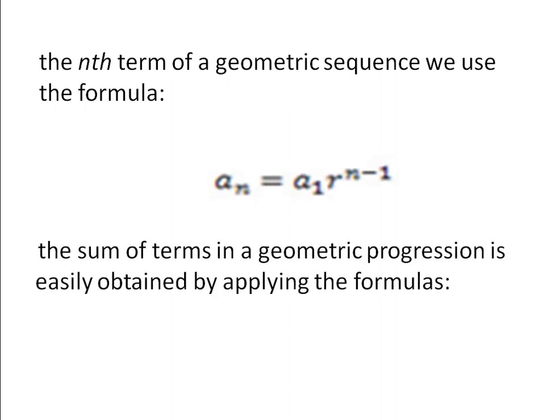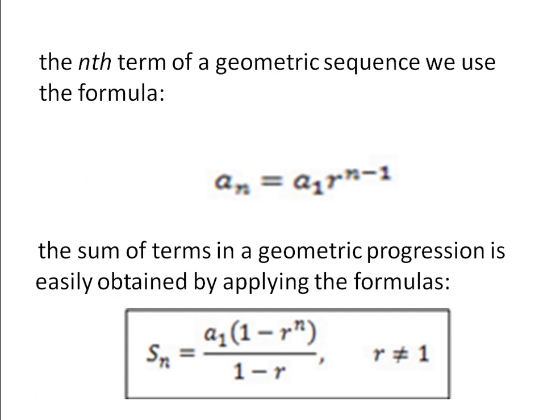Nth term of the geometric sequence. We use this formula: An is equal to A1 into R to the power of n minus 1. See, don't mug up the formula, understand the formula. An, that is the nth term, is equal to A1 into the common ratio to the power n minus 1.